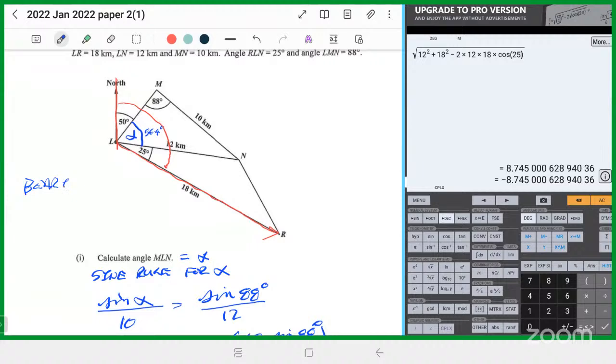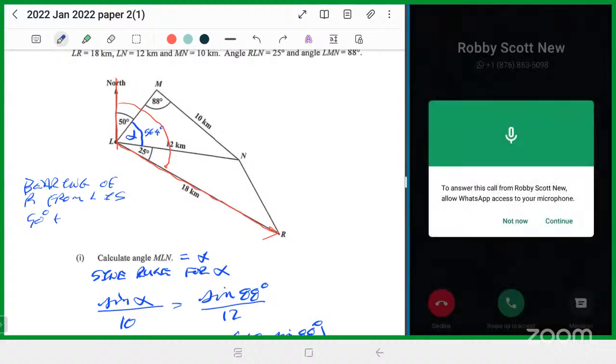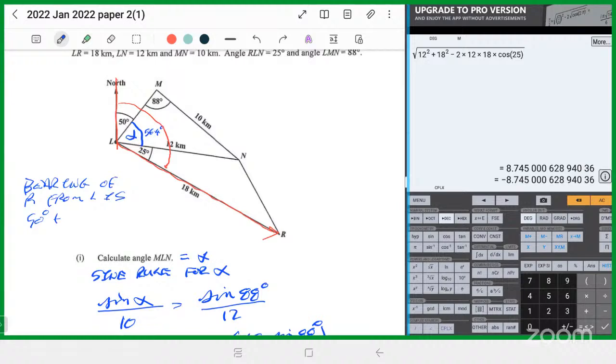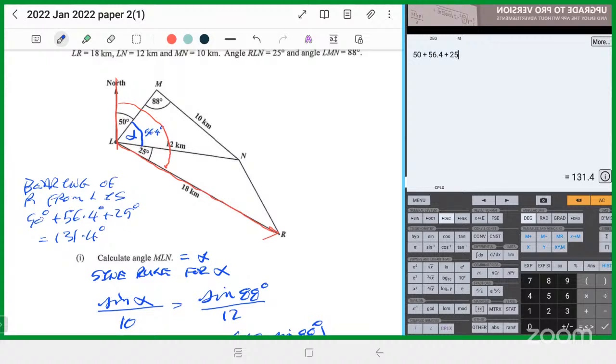Bearing of R from L is 50 degrees plus the R point is 66.4, plus 25. That's 131.4 degrees. But let's just put it as 131 degrees.